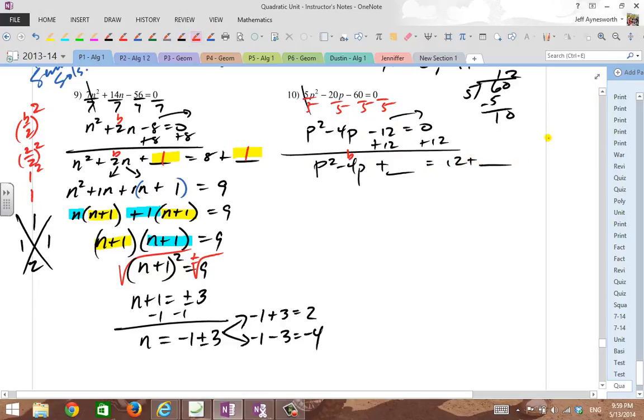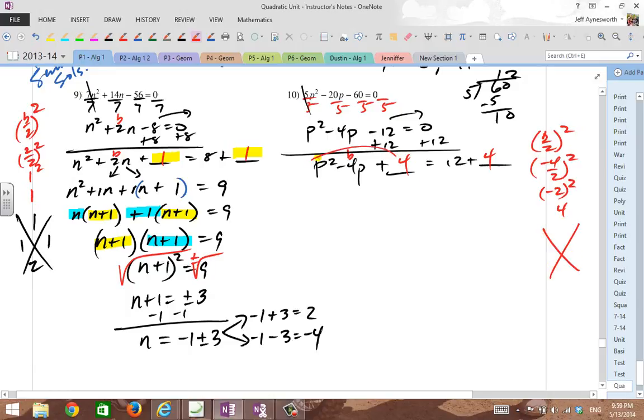Now b is negative 4, so here we go again. Sorry, let me fix this here. B divided by 2 squared. There we go. Now, what is negative 4 divided by 2 squared? Well, negative 4 divided by 2 is negative 2, and when you square it, you get 4, so we want to add 4 to both sides. And then we play the factor game.